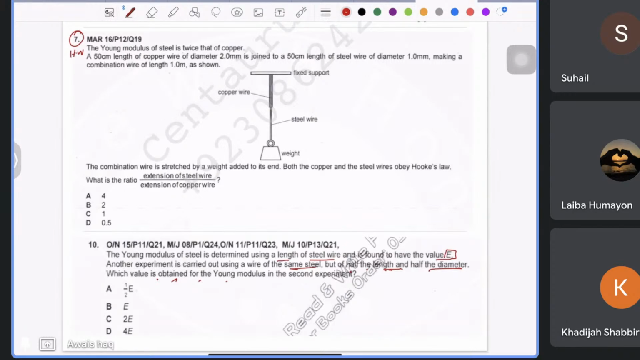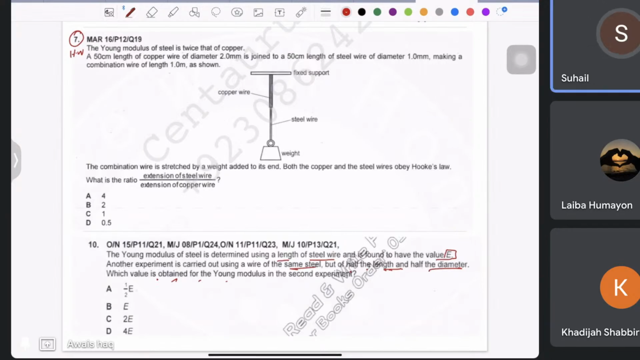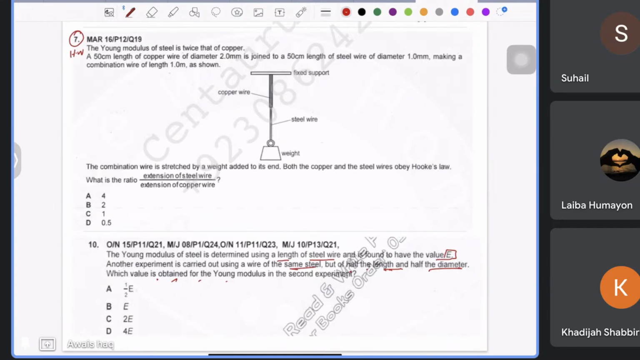Yes, please. Yes, sir, it's 2E. No, it's not. If you see what you guys are missing out, sir, I think half E. Okay, very good. Yes, Hamad. Yes, Ryan.